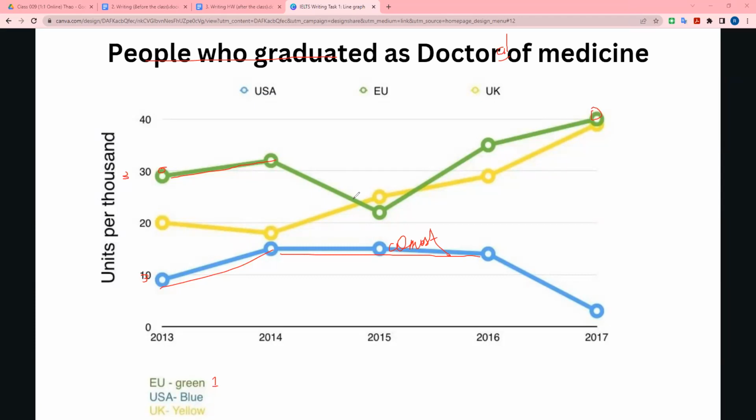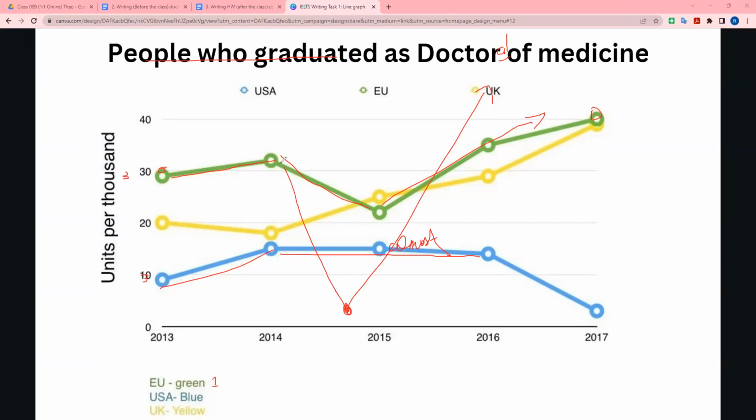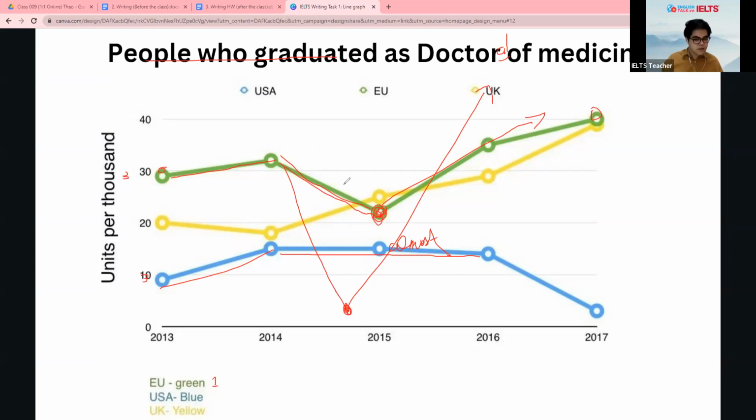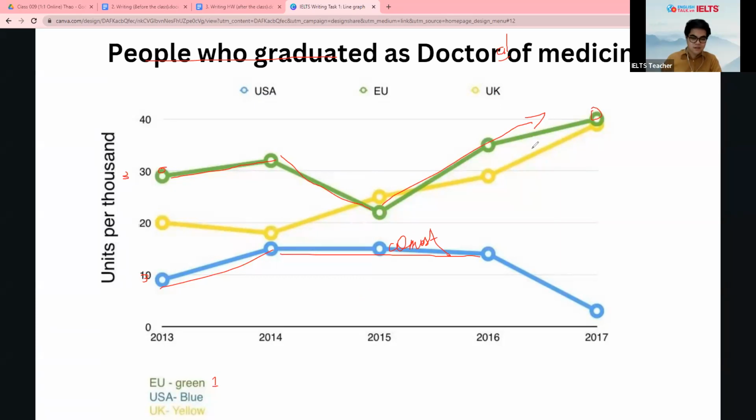Do you call this a dip? The green one, the EU. Yes, it's a dip, but it's not a small dip. You can say a significant drop before it. If it's very, very down and then up, you can say plummet. You know that, right? But this one is still a dip, or significant drop, or significant decrease, before it started to increase again. What is a synonym of again? I can say once more. Once more.